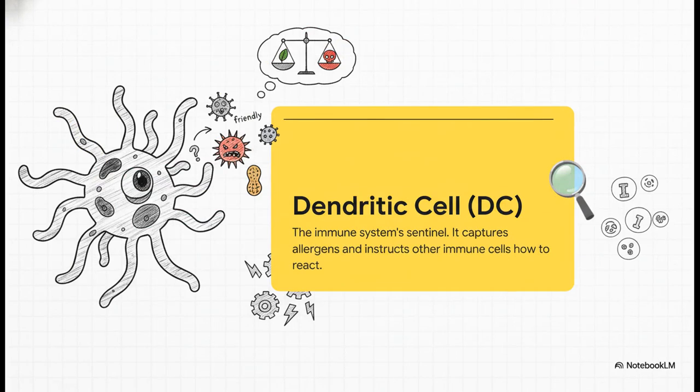This is one of the most powerful antigen-presenting cells in your entire body. The best way to think of it is as an immune system sentinel. It's on patrol 24/7, constantly sampling its environment. And when it finds something foreign, like an allergen, it has to make a critical decision. Is this a real threat, or can we ignore it?